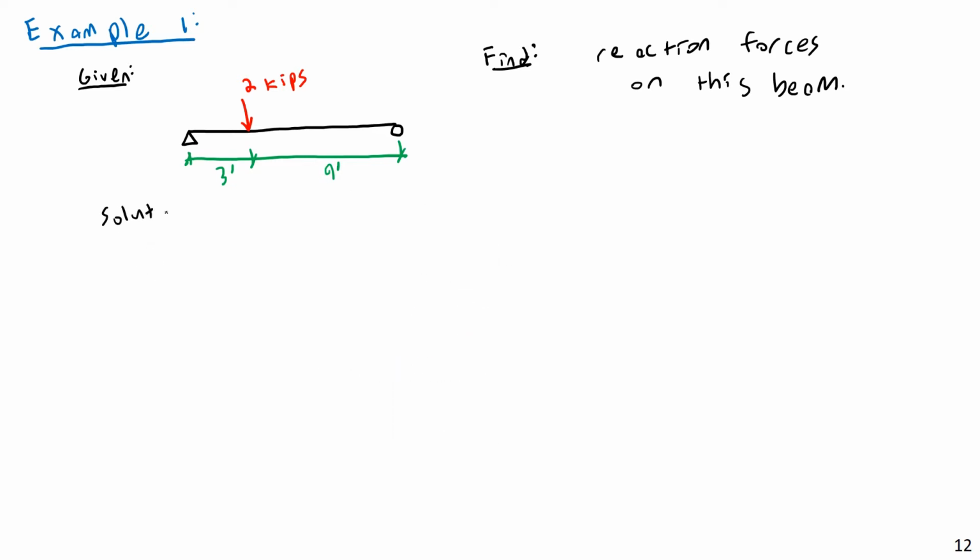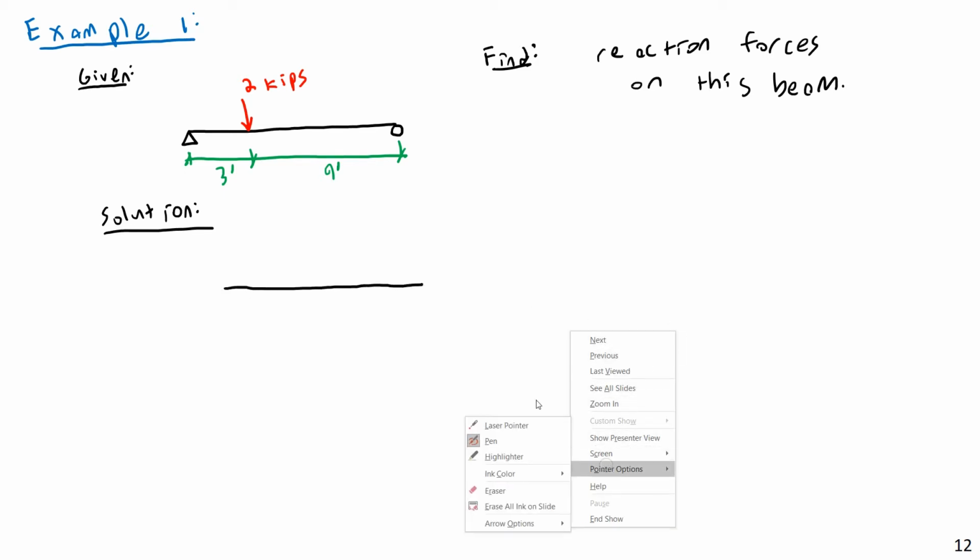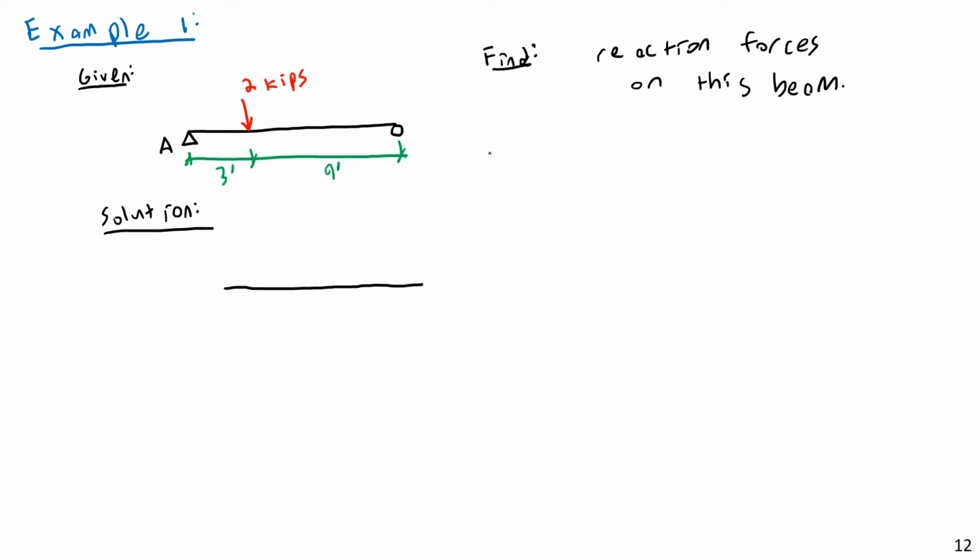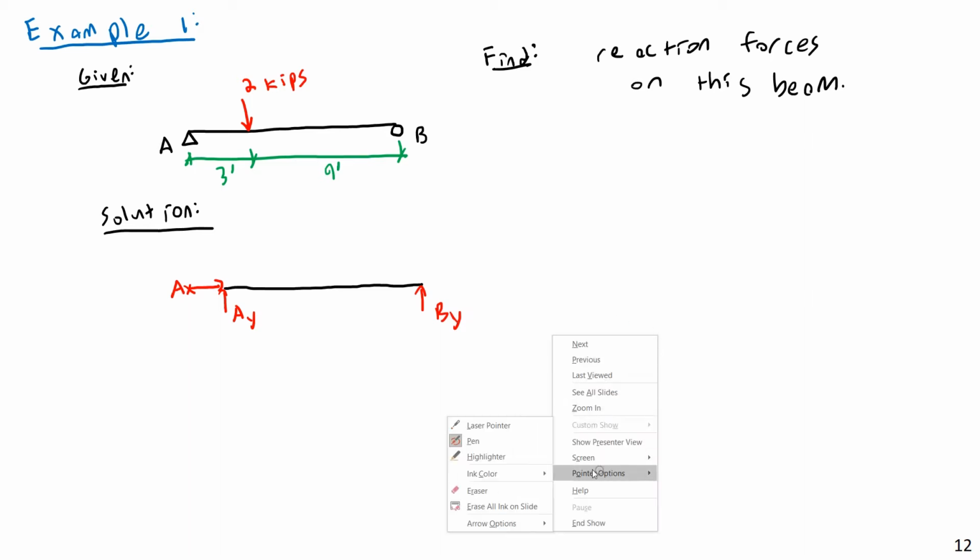Like a lot of this, our first step is going to be to create or draw a free body diagram. So let's go ahead and do that. And I'm going to call this end A and this end B. So on the left end, I will have an AY and an AX. And on the right end, I'll have simply a BY. So let's go ahead and get these via applying equations of static equilibrium.